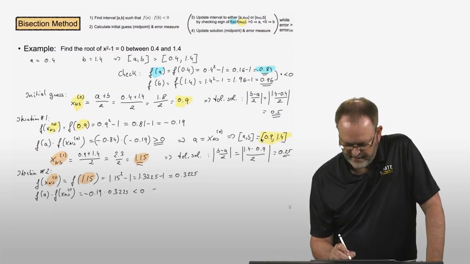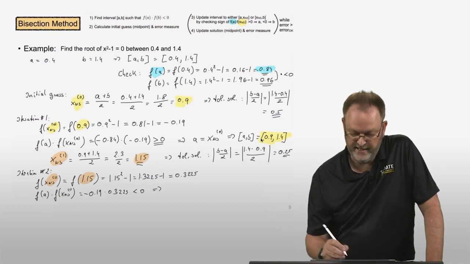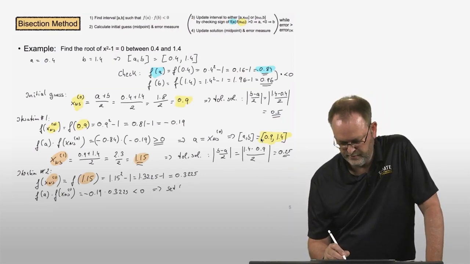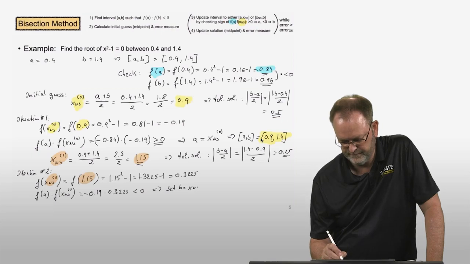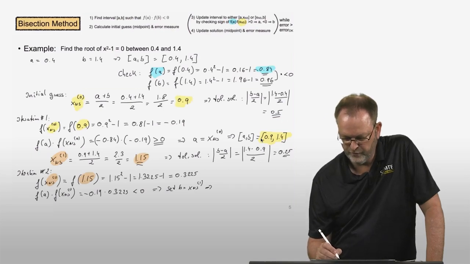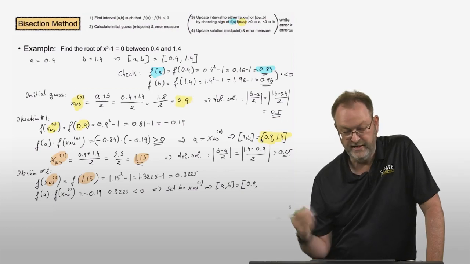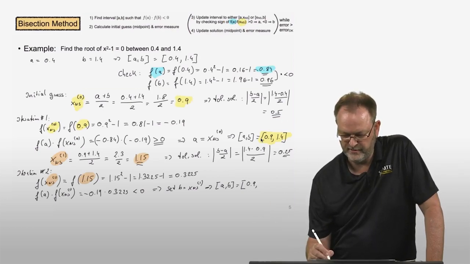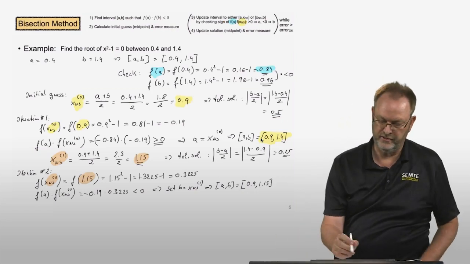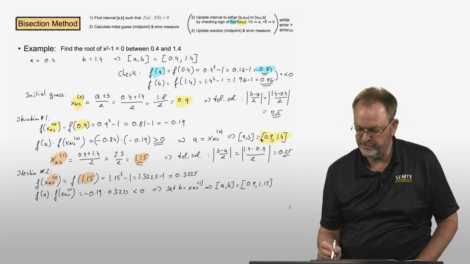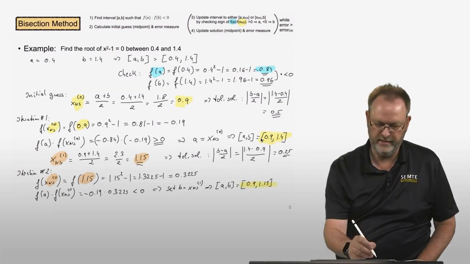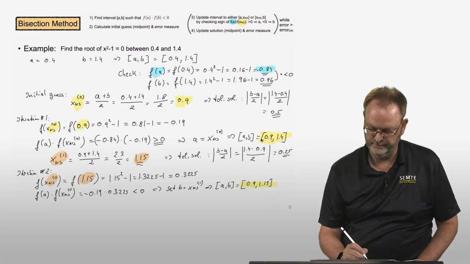So therefore, I have to set the right value, set b equal to my numerical solution. And therefore, my new interval from a to b is equal to, the left bound remains unchanged, 0.9, and the right bound updates to the numerical solution, 1.15. That's my new interval. And now for this new interval, I can calculate my numerical solution.